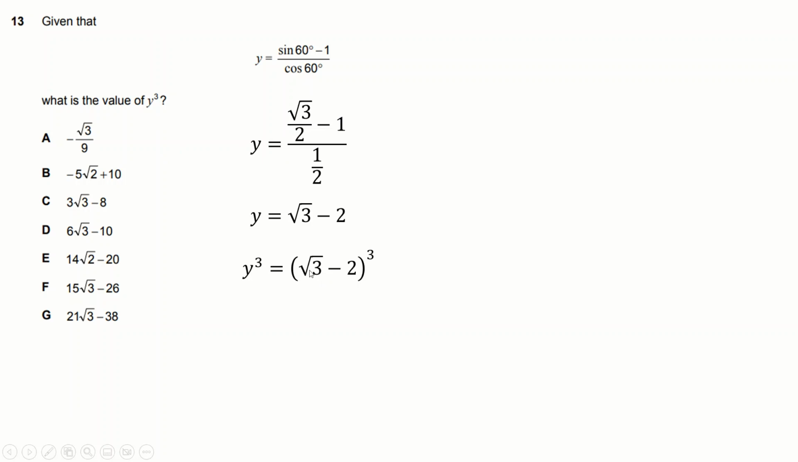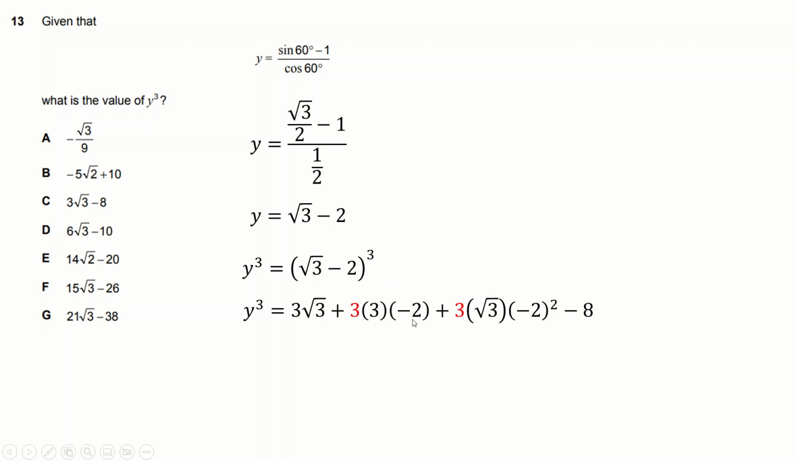Got to do some binomial expansion here. Root 3 cubed is root 3 times root 3 times root 3, which is root 3 times 3, which is 3 root 3. These red ones are the binomial expansion coefficients, so 1, 3, 3, 1. I'm taking 2 root 3's here to make a 3, and 1 minus 2. And next I'm going to take 1 root 3 and 2 minus 2's, and then 3 of the minus 2's make a minus 8.